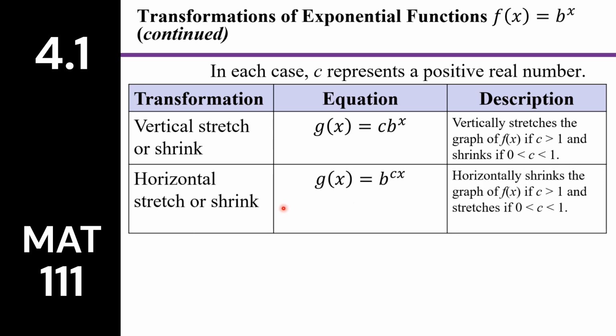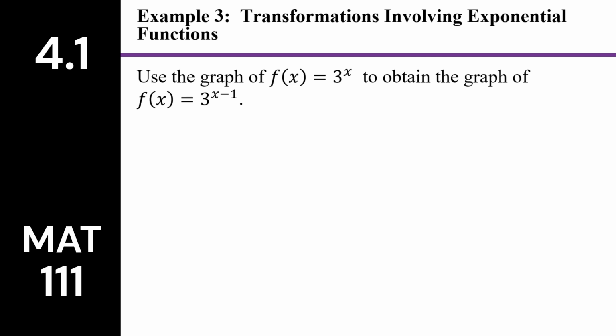We have horizontal stretches and shrinks by multiplying the exponent by a constant. It'll be a shrink if c is greater than 1, and it'll be a stretch if c is between 0 and 1. Let's take a look at an example.